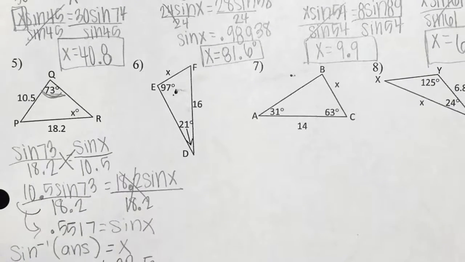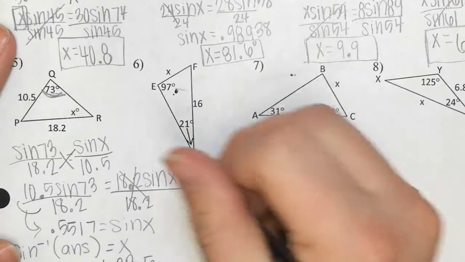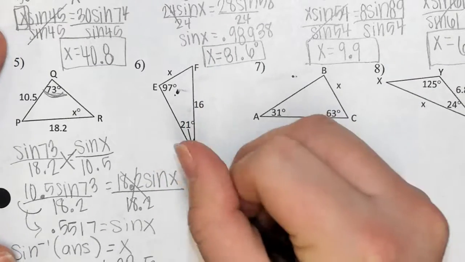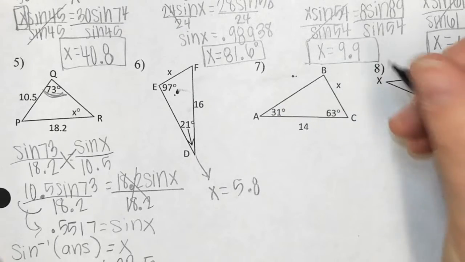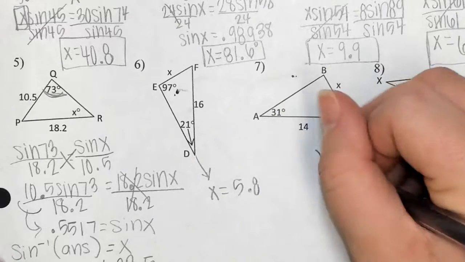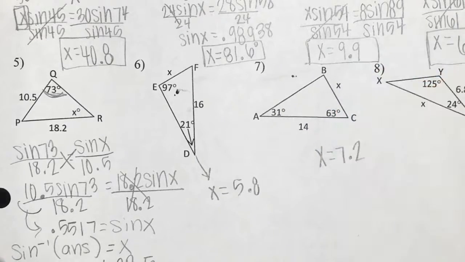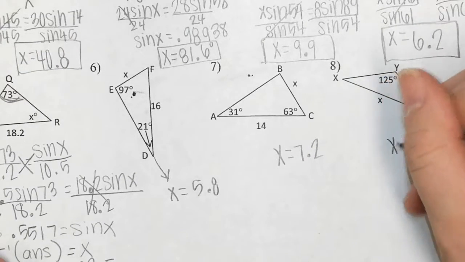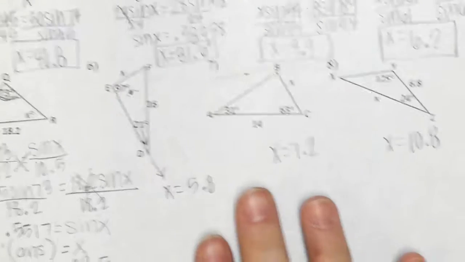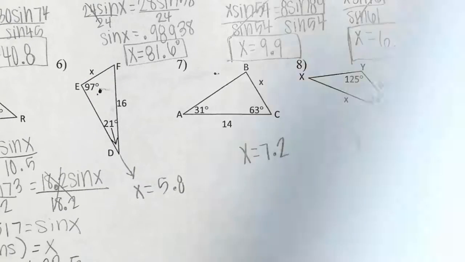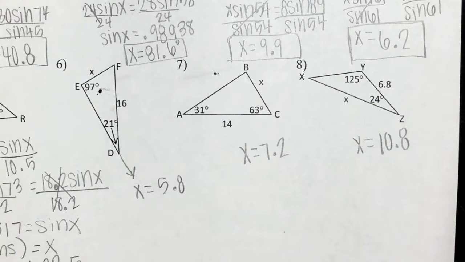All right, so your answer to 6 should be x is equal to 5.8. 7 is x is equal to 7.2. 8 is x is equal to 10.8. And I'm going to put your homework answers on the board so that you can check them. You must show your work.